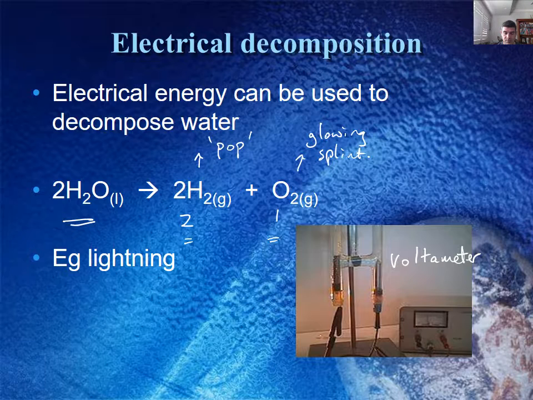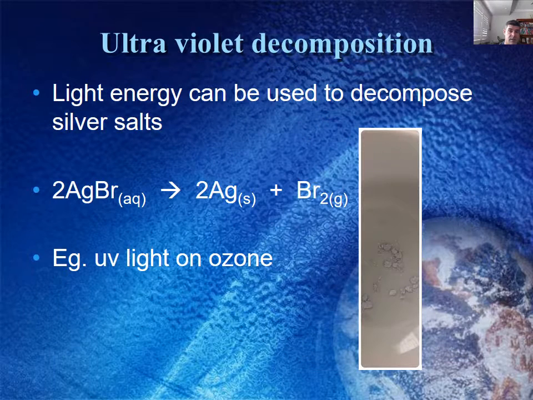Lightning, obviously a very, very high source of electrical energy, can also be used to decompose compounds in the atmosphere. And finally, ultraviolet decomposition, or light decomposition. So light energy is also used to decompose different substances, and we'll have a look at this in class as well.